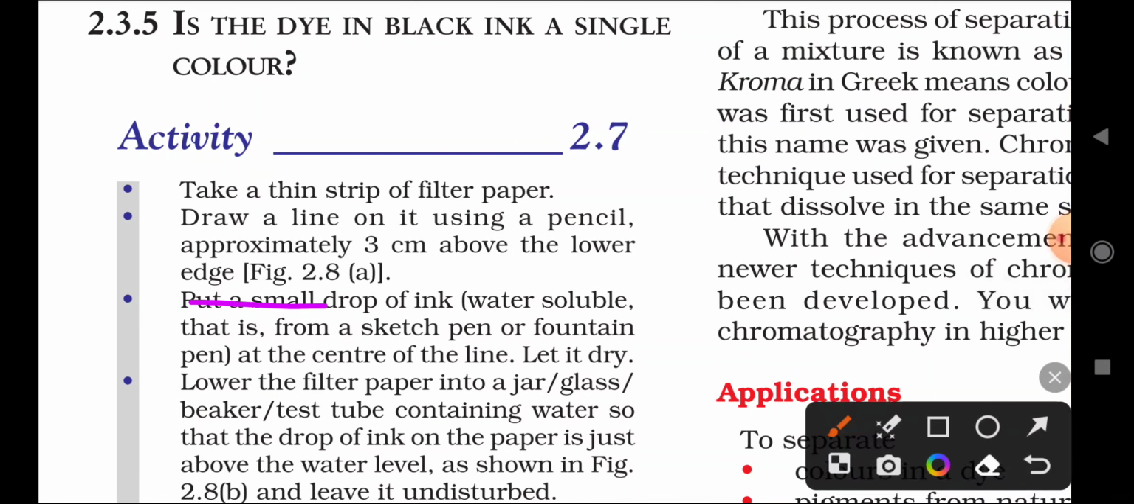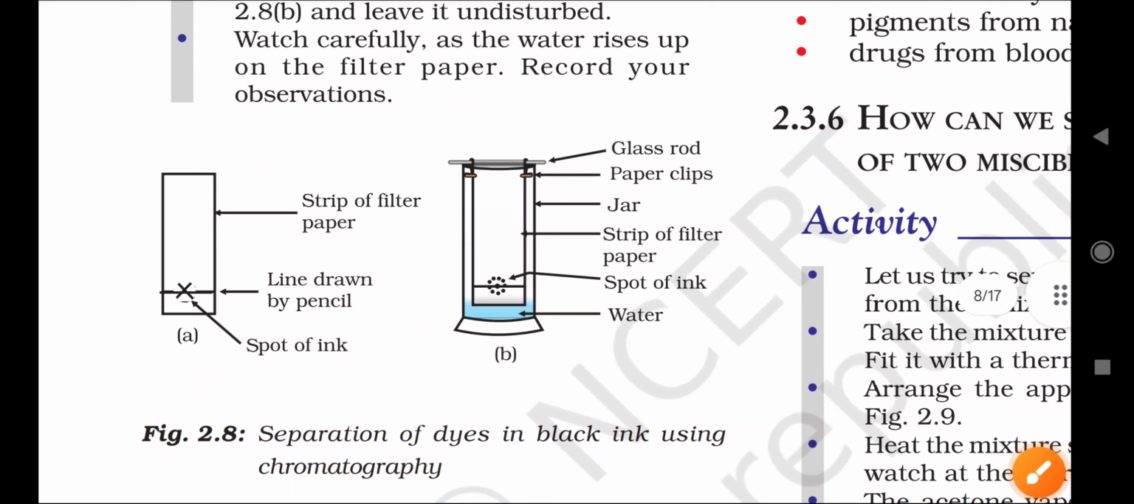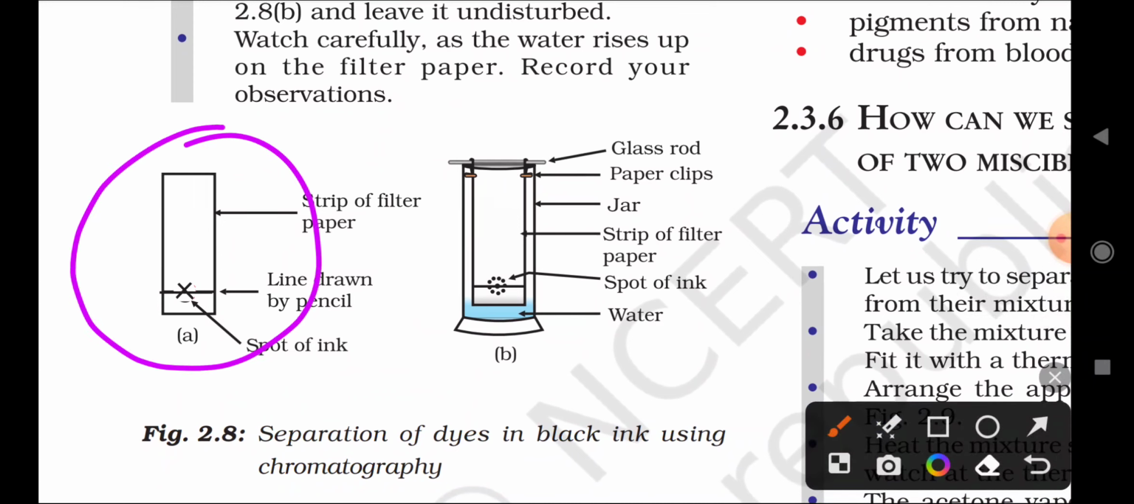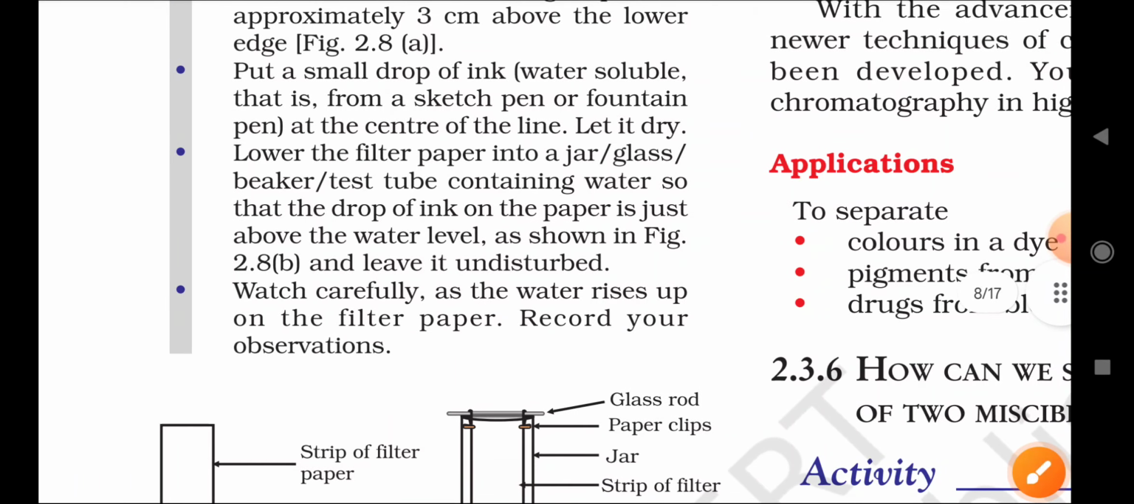Put a small drop of water soluble ink, from a sketch pen or a fountain pen, at the center of the line. As this figure shows, you have to drop the ink, whether from a fountain pen or a sketch pen, at the exact center point of this line. This is step 2.